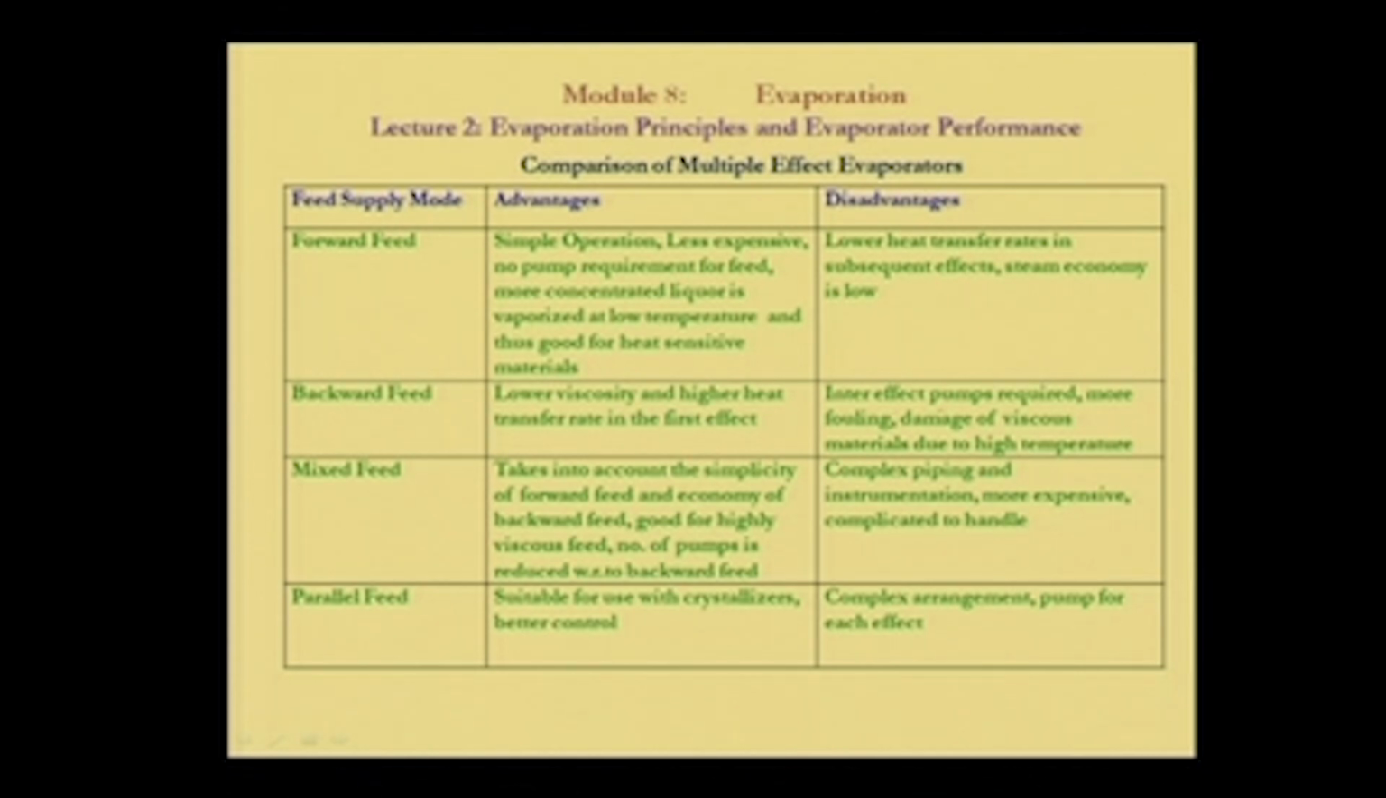But in backward feed, an inter-effect pump is required and there is more fouling. So, fouling possibility is more in backward, and damage of viscous materials due to high temperature, that is what was told. And for mixed flow, mixed feed supply takes into account the simplicity of forward and economy of backward feed, and is good for highly viscous liquids, and the number of pumps is reduced with respect to backward feed. Okay. And complex piping and instrumentation, more expensive, complicated to handle. So, pipe complexity is there like your backward feed conditions, but parallel feed is suitable for crystallizers, and it has better control over the system, but a complex arrangement with a pump for each effect.